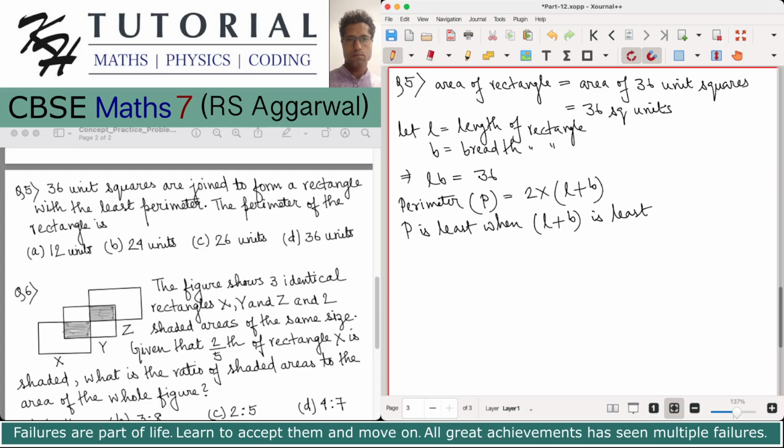Now, among all the given four choices, the minimum is 12. So, let's see if A can be a possible perimeter of the rectangle.